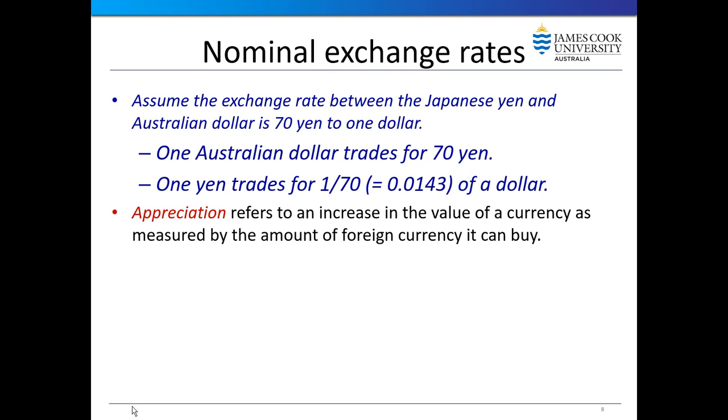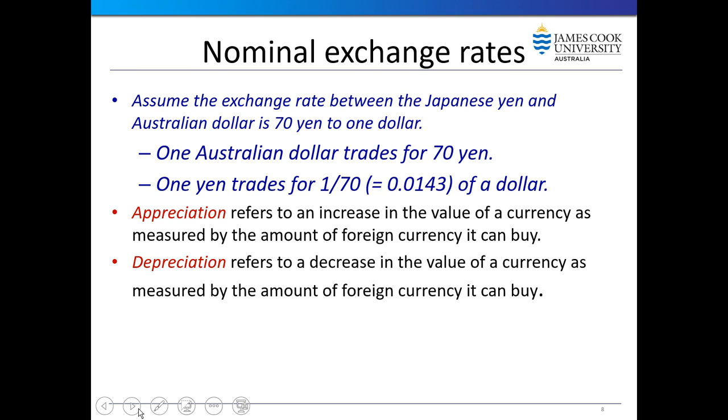Sometimes 1 Australian dollar can exchange for more US dollars, rather than 0.74 US dollar, it can exchange for 0.8 US dollar. Now we say that the Australian dollar appreciates. Equivalently, that means the US dollar depreciates. So appreciation refers to an increase in the value of a currency as measured by the amount of foreign currency it can buy. In contrast, depreciation refers to a decrease in the value of a currency as measured by the amount of foreign currency it can buy.